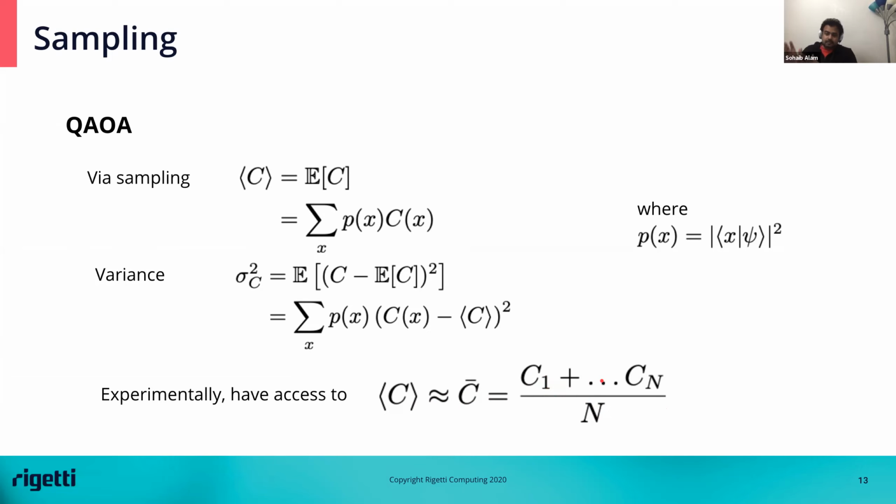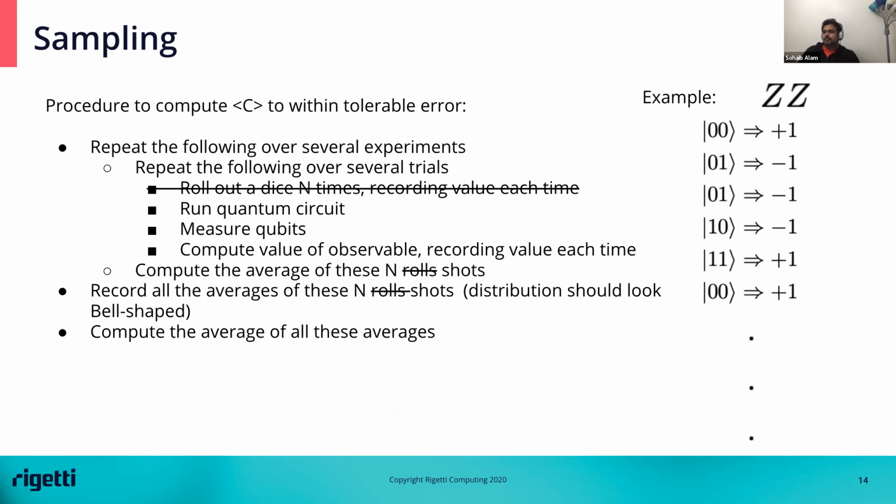Then I'll run the quantum circuit again. I'll measure out the qubits. Again, I will measure out some bit string, et cetera, right? So I just do this many, many times, n times. I measure what C is as a function of those bit strings, and I compute its average. So the procedure is exactly the same of how to compute this expectation value to within some tolerable error.